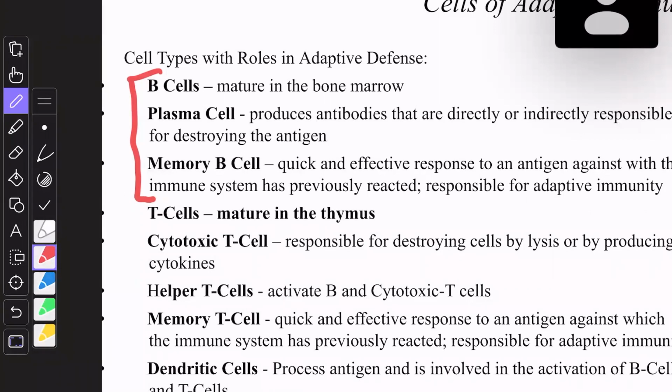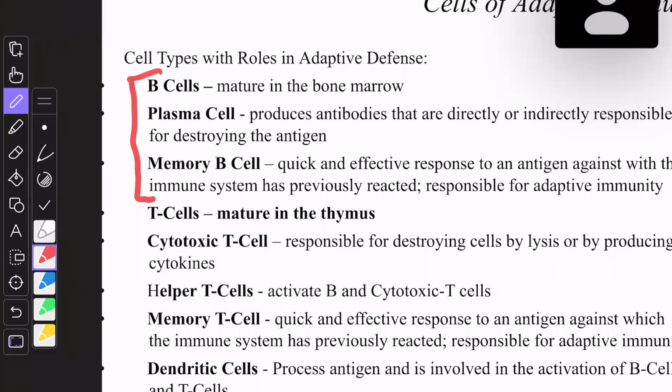I like to imagine the B cells more like generals, right? They sit in their office and say, hey, you go take care of that problem. They don't really get their hands dirty. We will talk about memory cells in a minute, but just understand that a memory B cell is a form of a B cell. It's basically a B cell that is smarter. And I'll explain why that is in a minute.